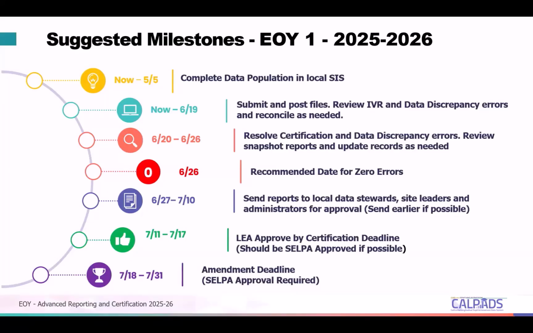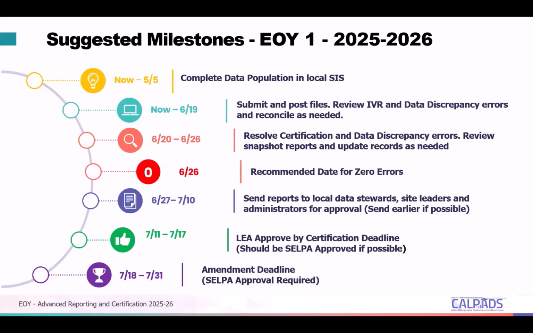From now until beginning of May, you should focus on your data population in your local student information system. And as soon as you're done with that, parallel to your data population, you can start submitting your files in CALPADS. So the milestone for file submission and posting your files and cleaning up your IVRs, which are your input validation rules errors, is to complete that by June 19th.